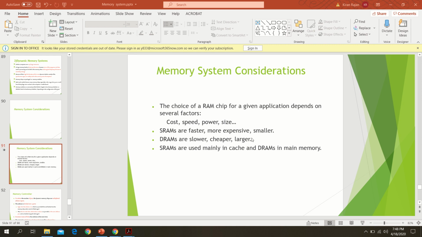So here the main point is, if we have confusion about which memory we have to use, these are the main factors based on which we can make a decision. That is, whether cost is important for us, or speed is important for us, or power is important for us, or size is important for us. And among the two types of memory, the main advantages of SRAM are that it is faster, it is more expensive, and it is smaller in size.